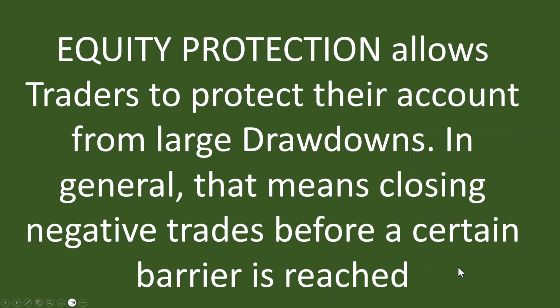So equity protection allows traders to protect their accounts from large drawdowns. In general, that means closing negative trades before a certain barrier is reached. For instance, prop traders have a 5% drawdown limit, and many prop traders like having an equity protection mechanism that will close all deals before the 5% drawdown is reached. That is what is referred to generally as equity protection.